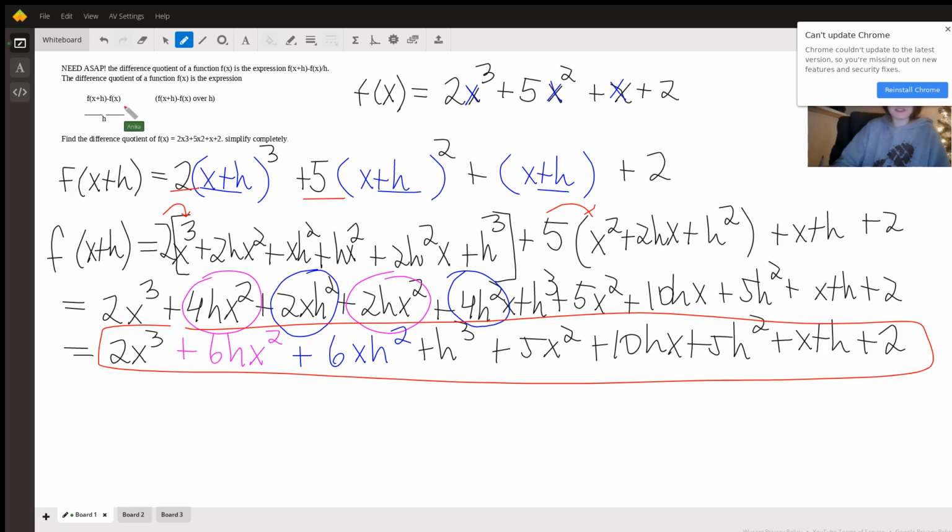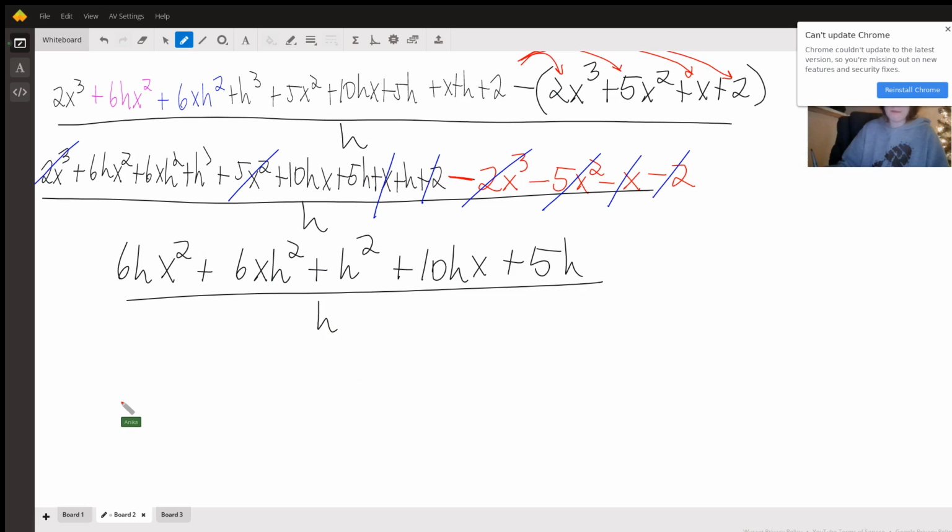Once we have that, we're just going to take that and subtract f of x from it. So I'll do that here on the next board. And putting it all over h. So this right here is our f of x plus h, and then this right here is our f of x, and we're subtracting the two. So usually what I do is distribute the minus sign across the f of x, because it just kind of mitigates any sign problems. So essentially I made this entire equation here negative by distributing the minus sign.